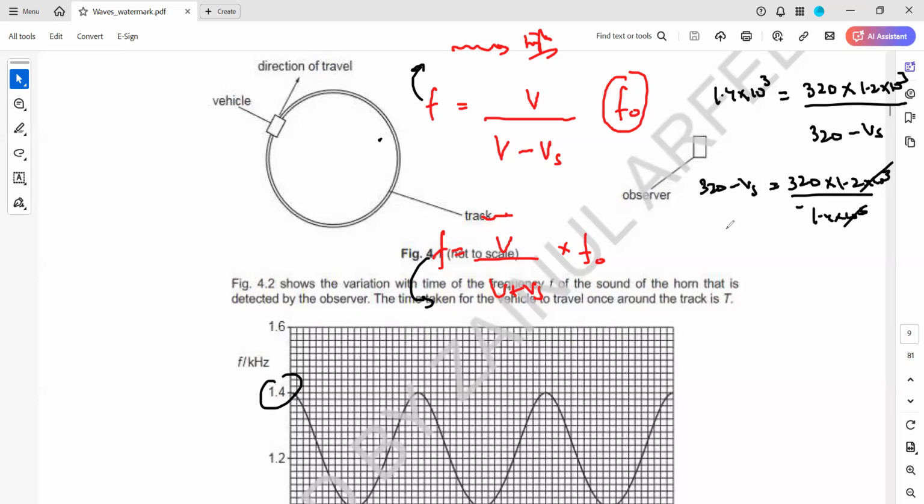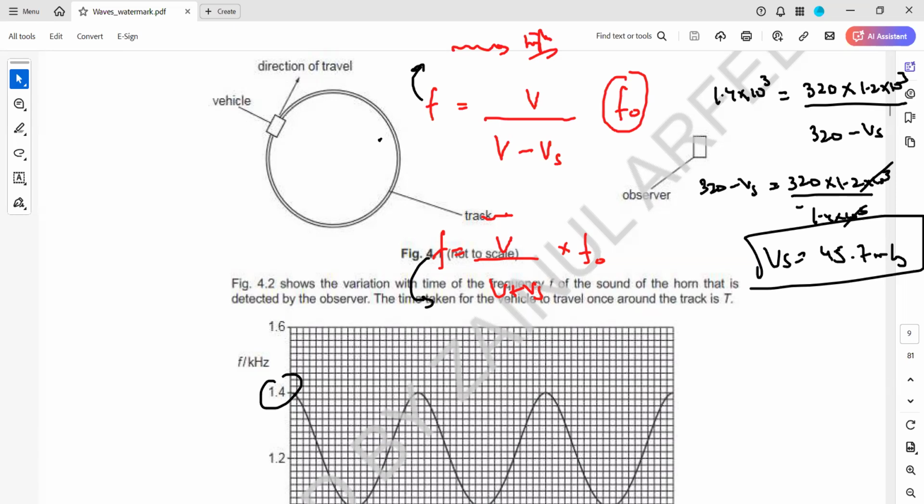If we need vs, we just move vs here. What's the final answer? The speed of the source actually, not the wave. At what speed is the vehicle moving? 45.7. Okay, good. So the speed of the vehicle is 45.7 meters per second. You can keep it to 3 significant figures or you can round off to 46, but 45.7 meters per second. So if you use a higher frequency, use this formula; for a lower frequency, the other formula.